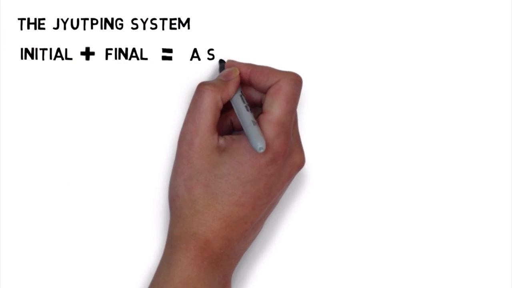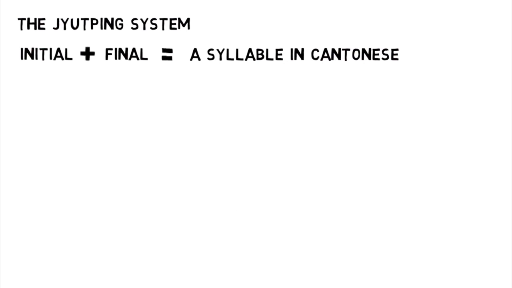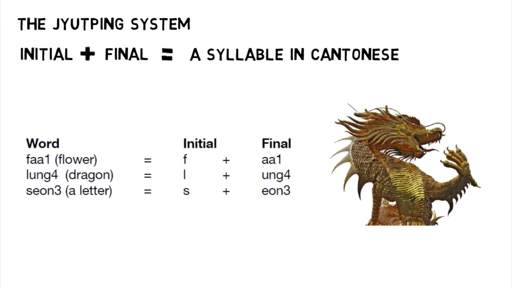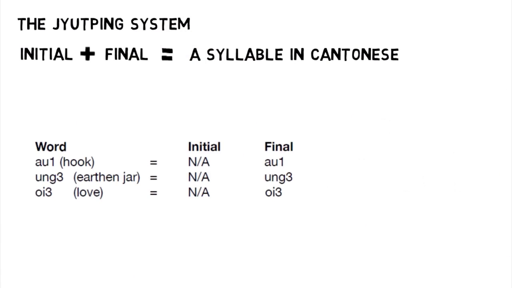Basically, every syllable you can say in Cantonese has 2 parts, an initial part and a final part. So in the word fa, the initial is f, and the final a. In long, the initial is l, and the final is ong. And in sun, the initial is s, and the final is un. You can also have syllables that don't have an initial. They're just the final sitting on its own, like in ao, ong, oi.